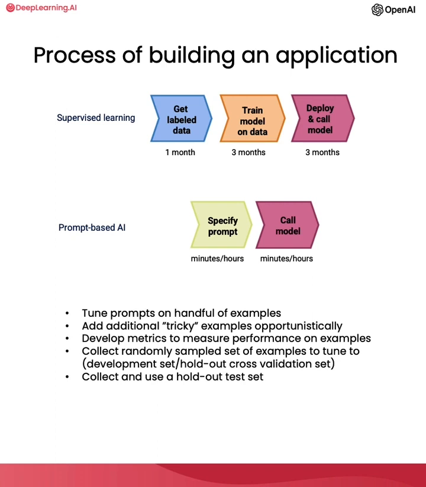Now, if your hand-built development set that you're evaluating the model on isn't giving you sufficient confidence yet in the performance of your system, then that's when you may go to the next step of collecting a randomly sampled set of examples to tune the model to. And this would continue to be a development set or a hold-out cross-validation set. It could be quite common to continue to tune your prompt to this. And only if you need even higher fidelity estimate of the performance of your system, then might you collect and use a hold-out test set that you don't even look at yourself when you're tuning the model.